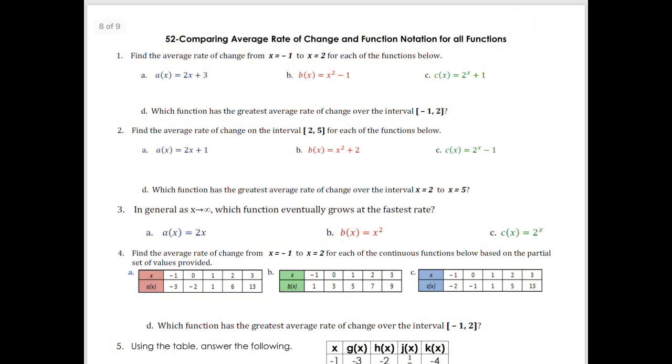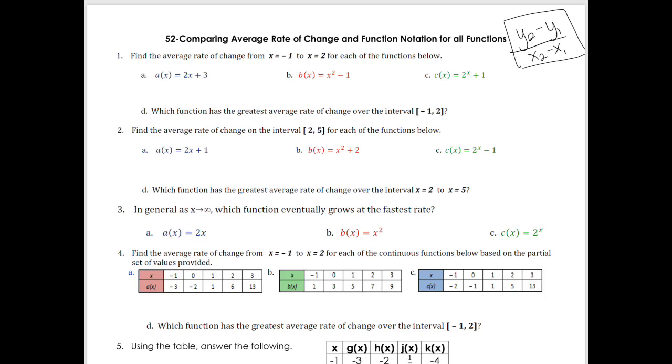Comparing average rate of change. So we need to find the average rate of change from x is -1 to x is 2 for each of the functions, which means, so average rate of change is y2 minus y1 over x2 minus x1. Okay, listening check, shade that box in.